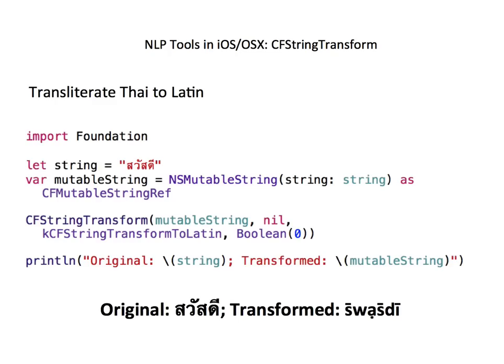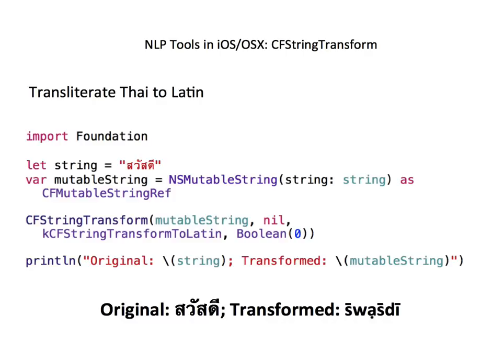We'll start by transliterating the Thai word for hello into Latin. We first create a string with the Thai word. This is going to be our original string that we copy before passing it into the CFStringTransform function. Then we create a mutable string with a copy of our original string and bridge it to CFMutableString. Now we can pass it into the CFStringTransform function.